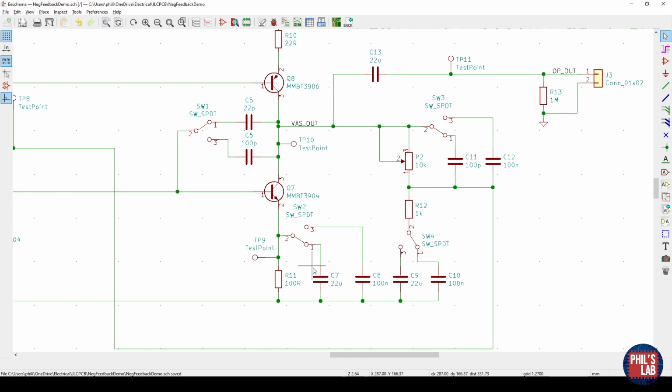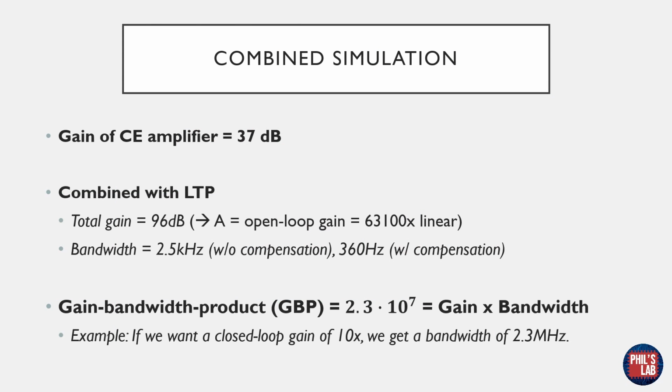And this will essentially shift my lower cutoff point, because essentially this forms a high-pass filter. Again, I've run a very basic simulation using SPICE, and the gain of the common emitter amplifier we just saw is about 37 dB. And this is predominantly due to the current source being used as a load.